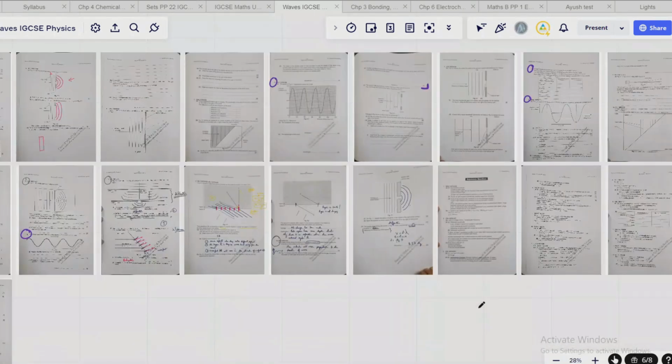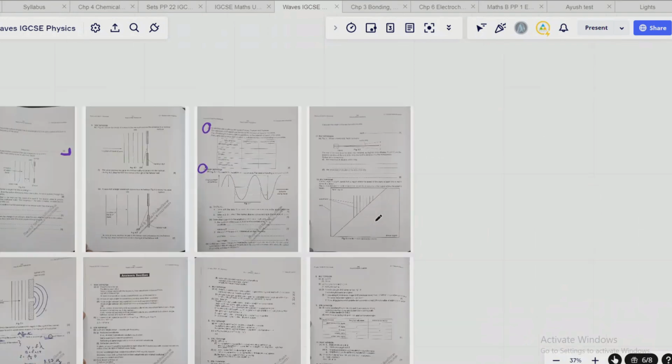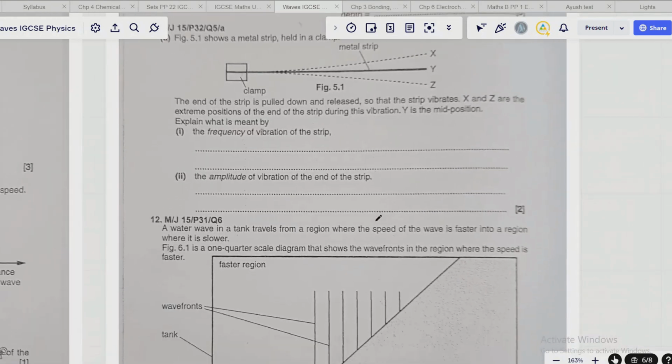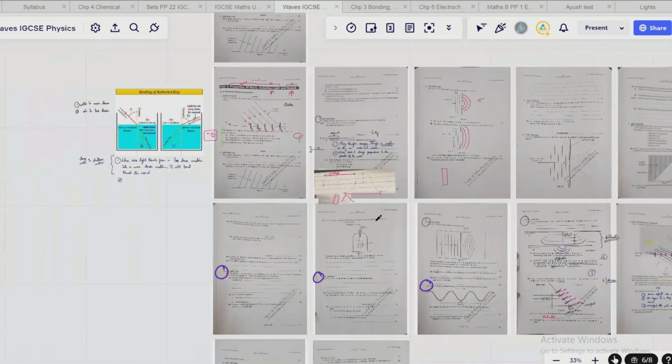That's it. Now do solve all the questions, okay? I want you to solve question number 12 and 11 later on. Let's just start with the chapter light now.